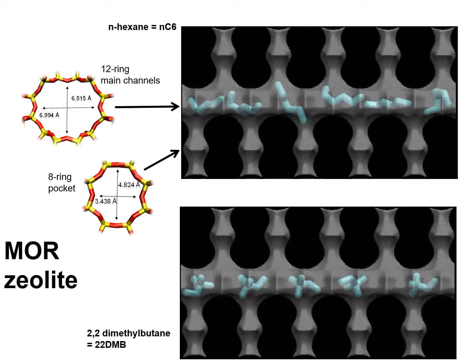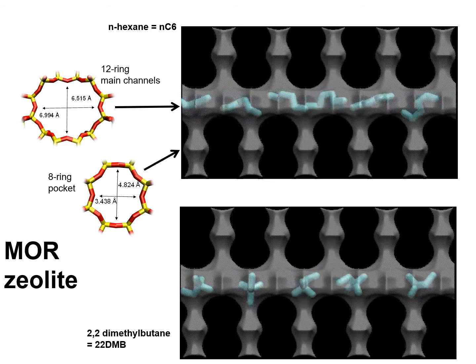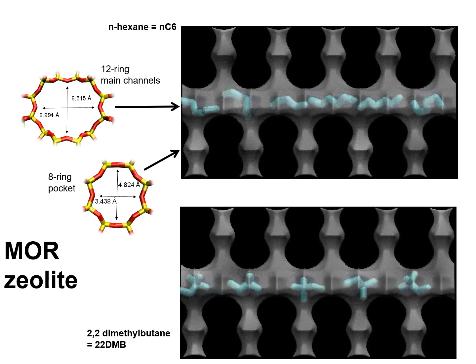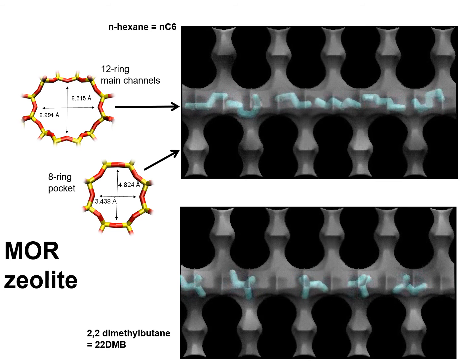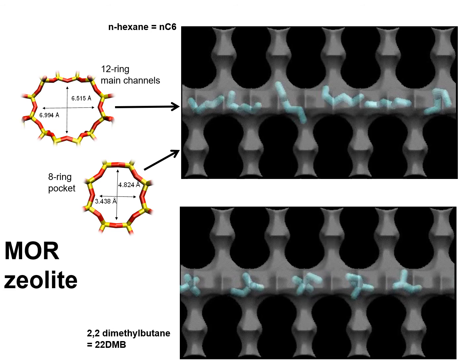In order to demonstrate that, let's have a look at the animations for normal hexane. We can see the variety of conformations the linear isomer can assume when adsorbing within the 12-ring main channels. The same thing is true for 2,2-dimethylbutane, which also has a number of conformations, and this produces a distribution of molecular footprints.